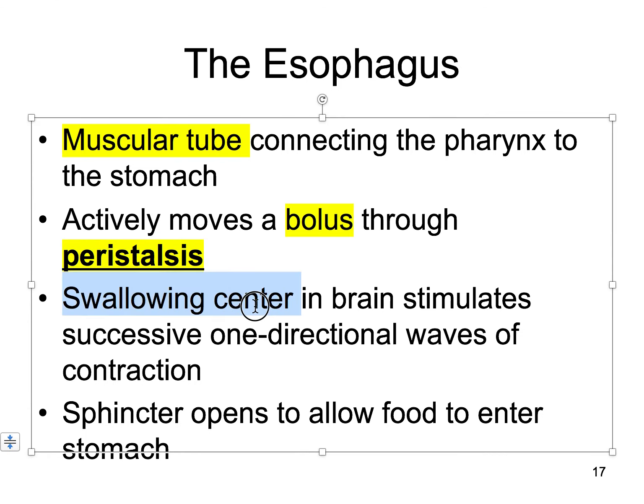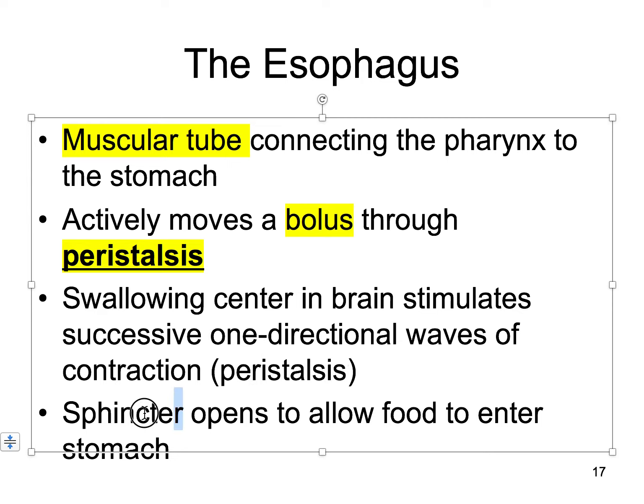The swallowing center in the brain, we have a region of our brain that controls the voluntary and involuntary processes of swallowing. The swallowing center stimulates a series of contractions, and we'll look at a cool little diagram in a second. It stimulates a series of one-directional waves of contraction, and this is what peristalsis is. All of this is peristalsis.